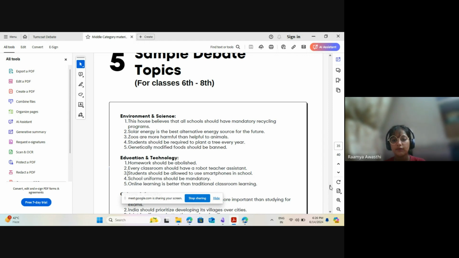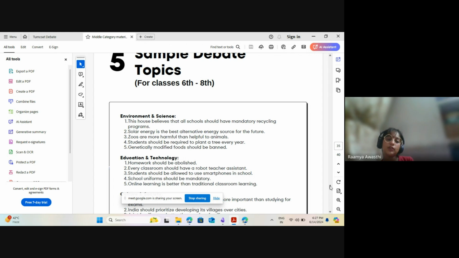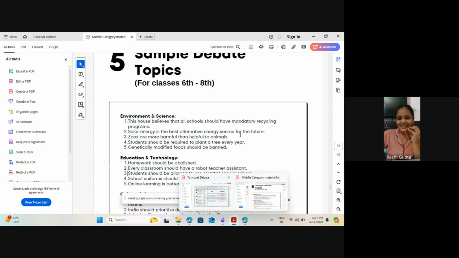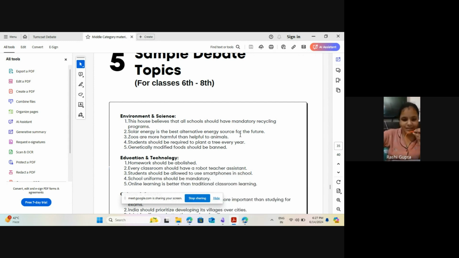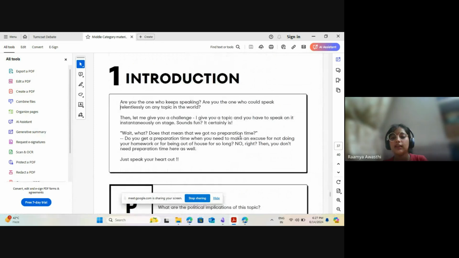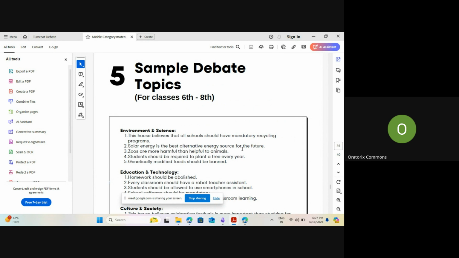Can you please give us different topics, not from the books, because the answers are written there and we can see exactly. When we do it on our own, we will get an idea of how to do it. I'll give you some other topics, but try. Ramya, I'm not talking about the ones which have answers written. If you go a little below, towards the end of your material kit, you will find some sample debate topics.